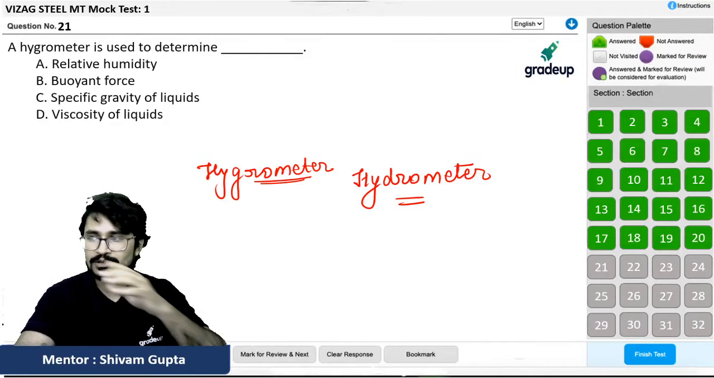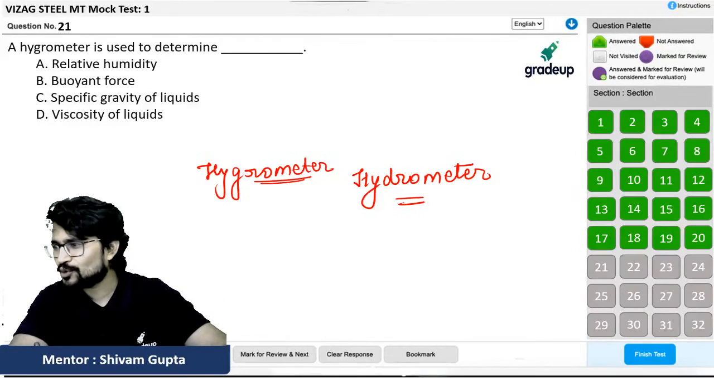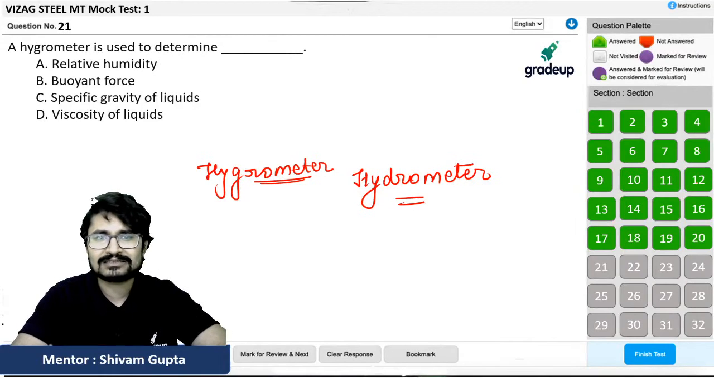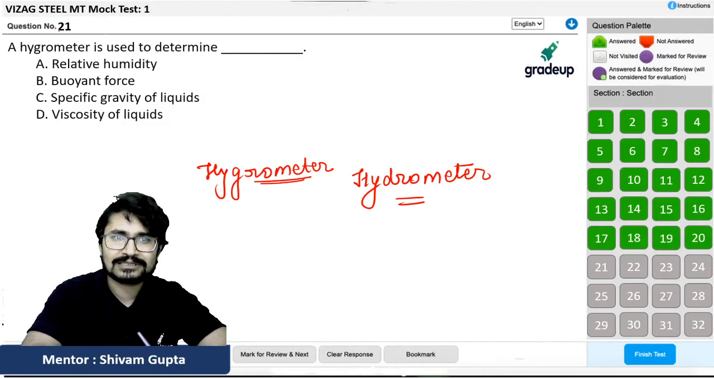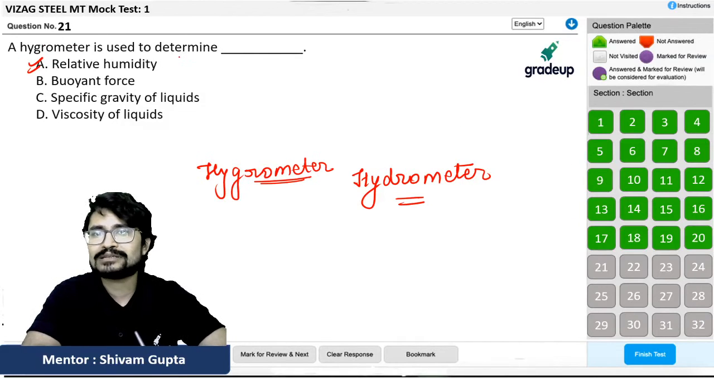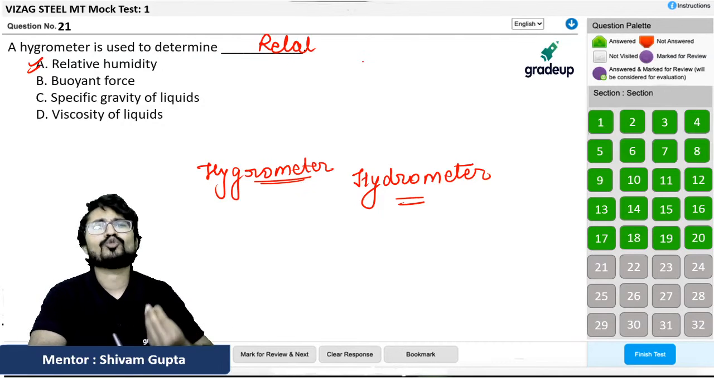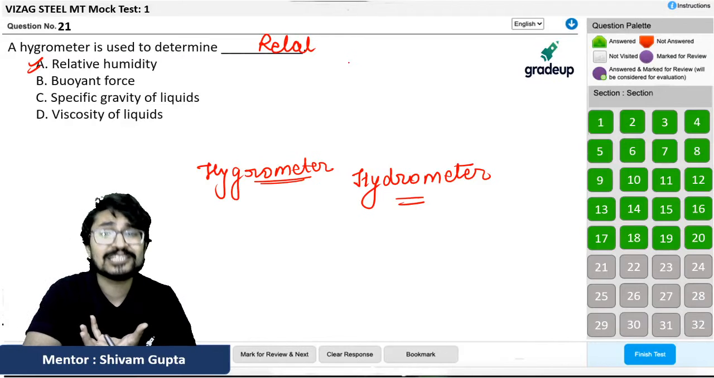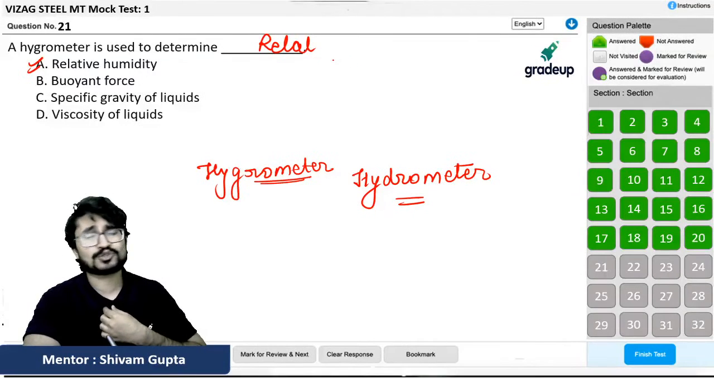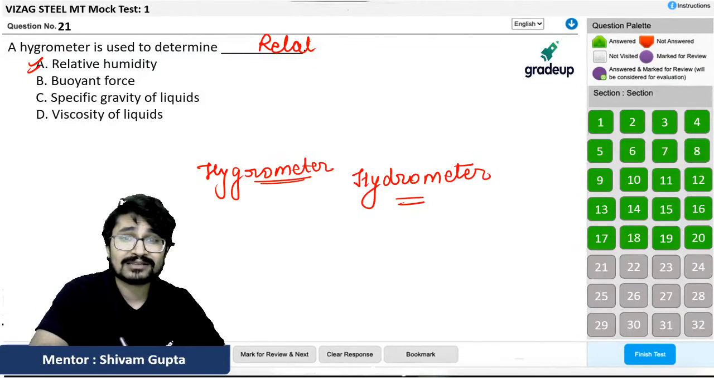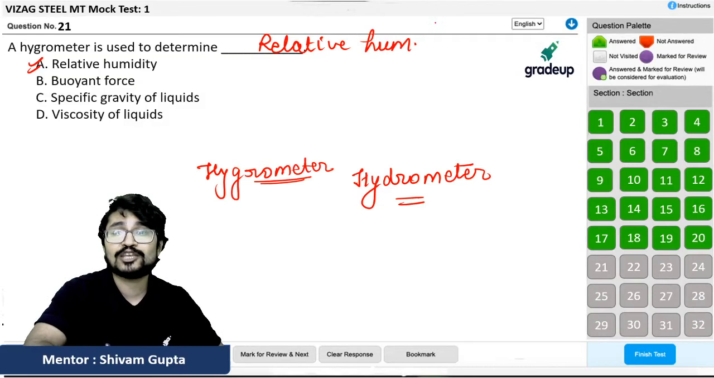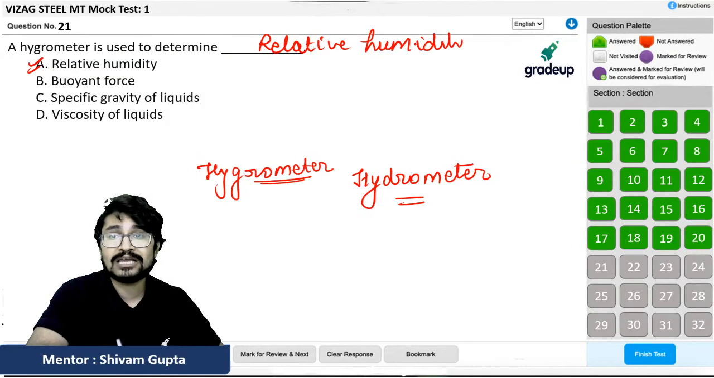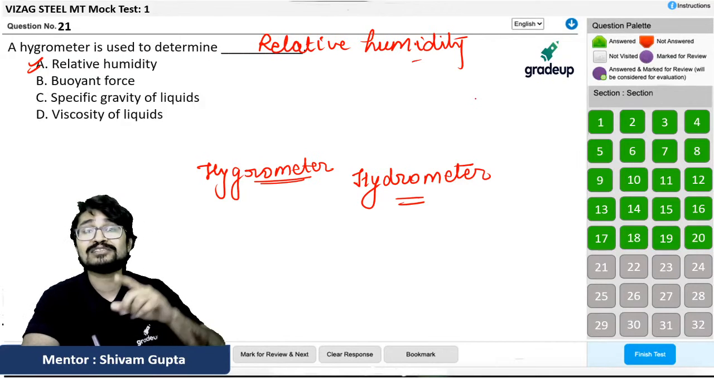I was expecting the same with you all, and few are there who are saying that the answer will not be option number A, but yes, correct option is option number A. Hygrometer is used to determine the relative humidity. We used to say, आज बहुत उमस है, that is humidity. So very humid today, that is relative humidity. In the month of September the humidity level increases.